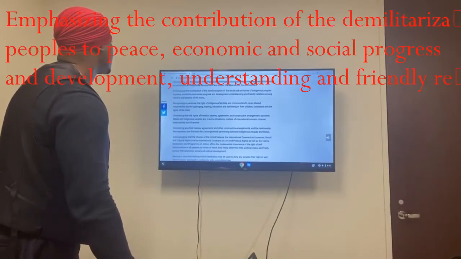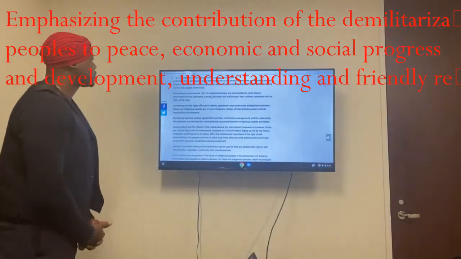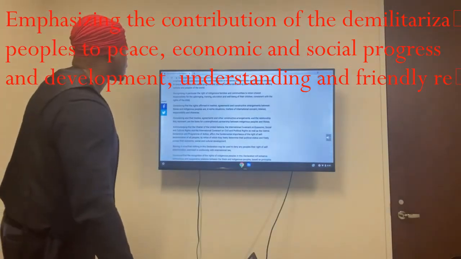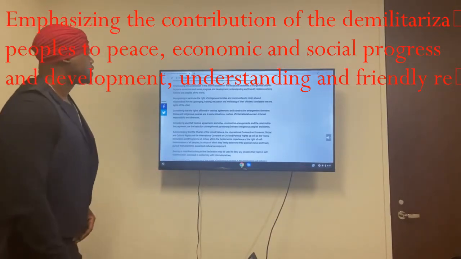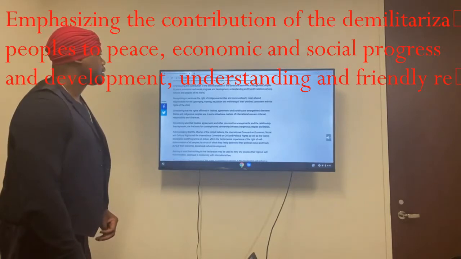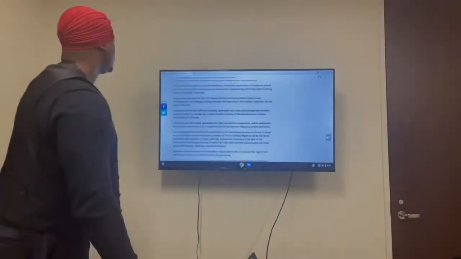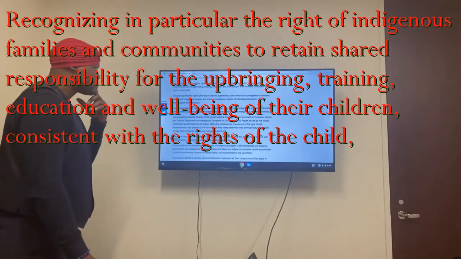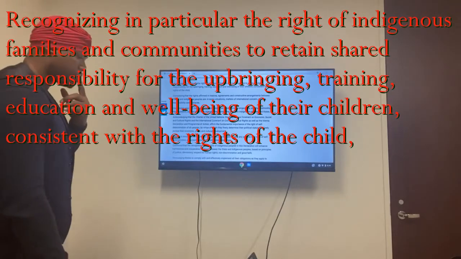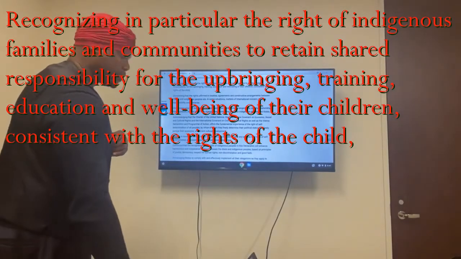Emphasizing the contribution of the demilitarization of the lands and territories of indigenous peoples to peace, economic and social progress, and development, understanding, and friendly relations among nations and peoples of the world. Recognizing in particular the right of indigenous families and communities to retain shared responsibility for the upbringing, training, education, and well-being of their children consistent with the rights of the child.